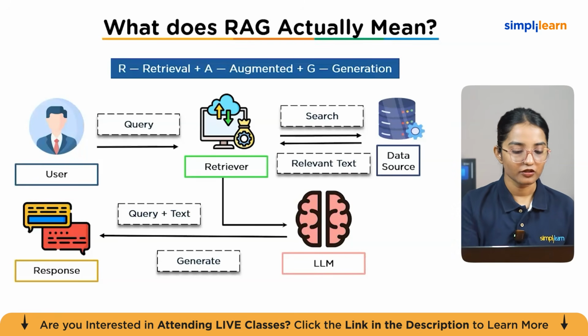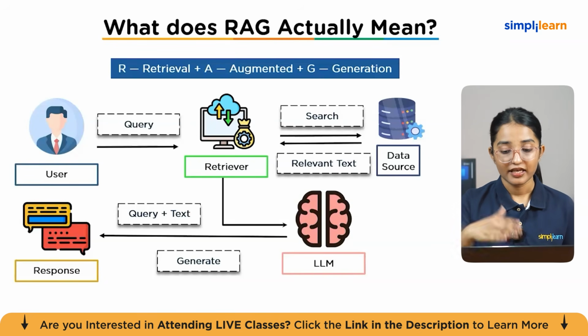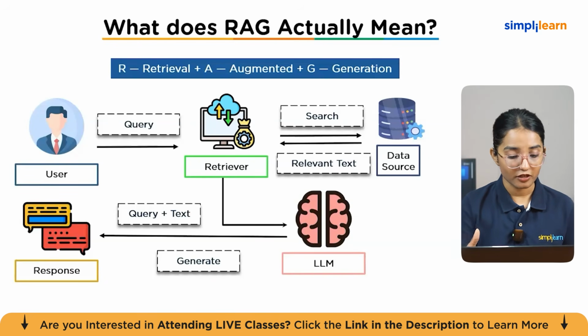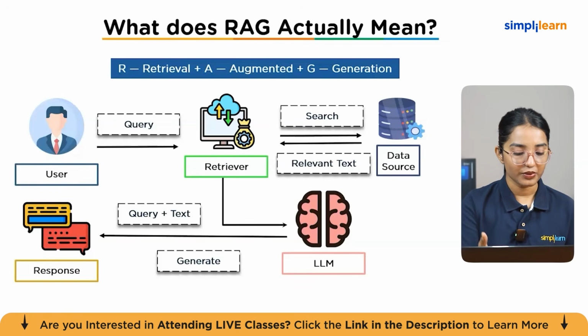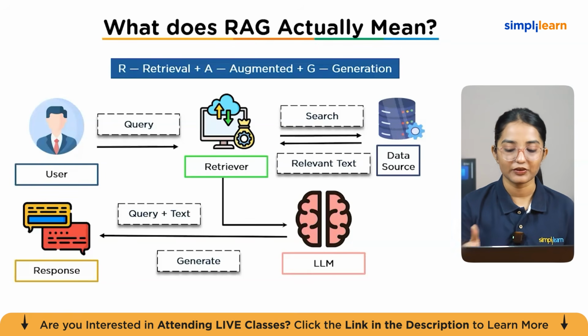So you can see from here, the user gives the query, it retrieves the data from the large language model, it searches, finds the relevant text from the data source, and then it will generate the response based on your query and your text.